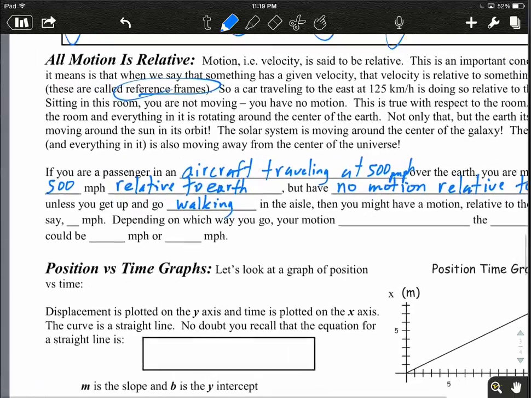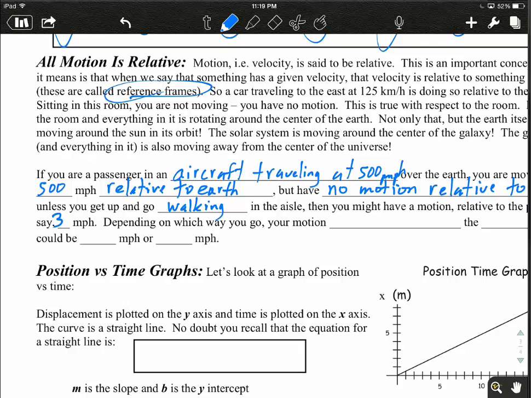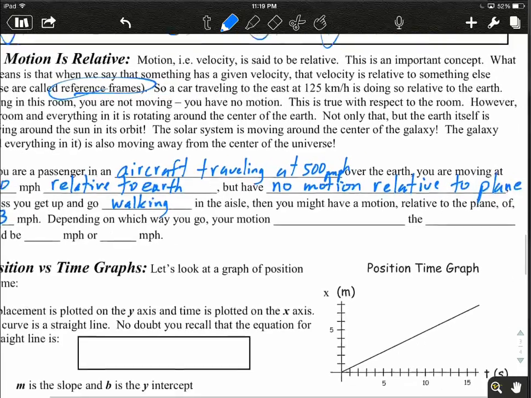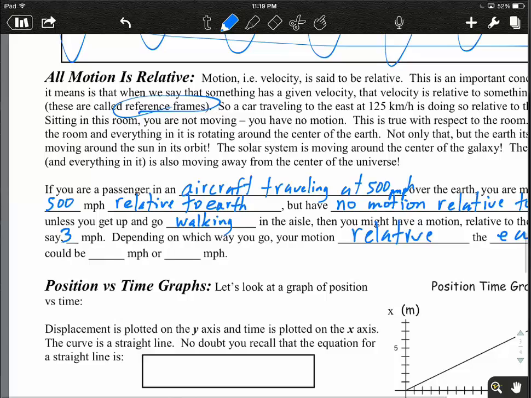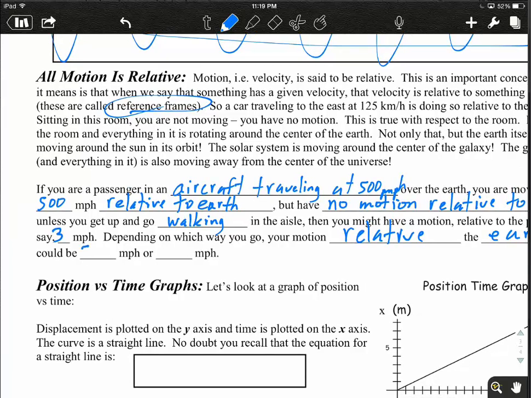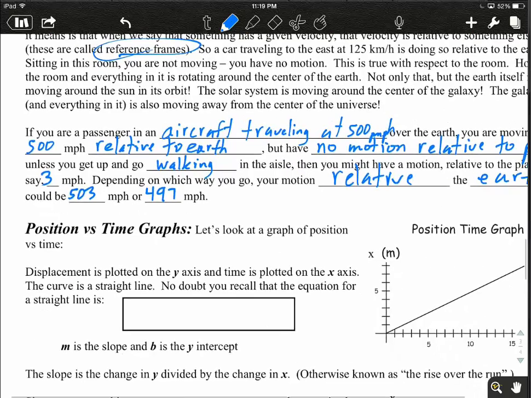So let's say you're walking in the aisle at 3 miles per hour. Depending on which way you're going, relative to the plane you're just moving at 3 miles per hour. But relative to the ground, your motion relative to Earth, depending on what way you're walking, could be 503 or 497 miles per hour, because you're walking up and down the aisleway.